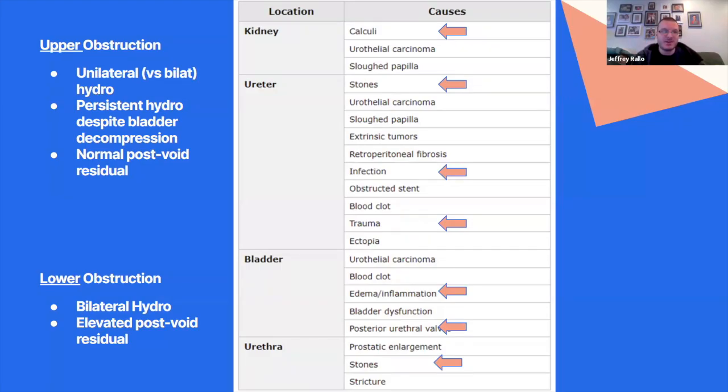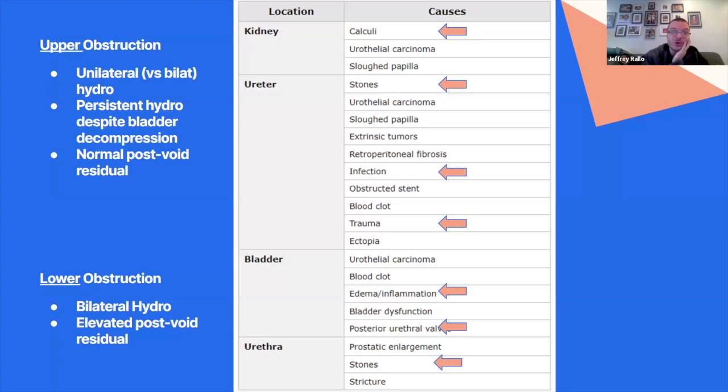All right, and then on the left side, just some quick points to discern. If you have an upper obstruction, you decompress the bladder, you will likely still have persistent hydro because you only relieve the lower obstruction, decompress the bladder. But if you still have persistent hydro after that, you should be very concerned about an upper urinary tract obstruction. And by the same logic, these patients will have a normal post-void residual, but still have hydro on their exam.